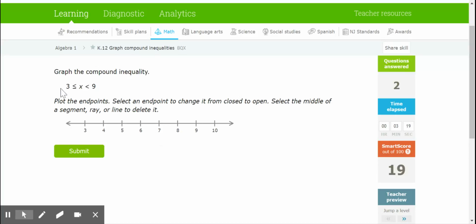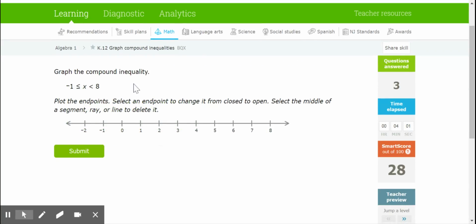All right, we have another conjunction, another connected graph. This is 3 is less than or equal to x, which means x is greater than or equal to 3, and x is less than 9. So x is going to be any value from 3 to 9, but we're not going to include 9 because there's no equal sign here. And here's our conjunction, our connected graph. So any point in here correctly meets both conditions. 6 is both greater than 3 and less than 9.